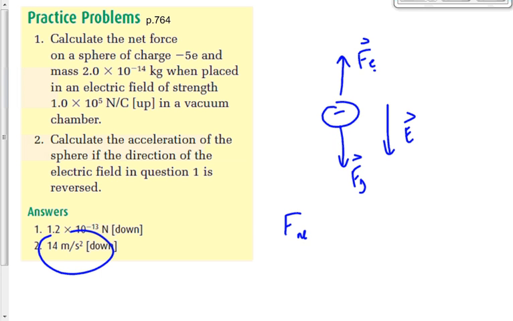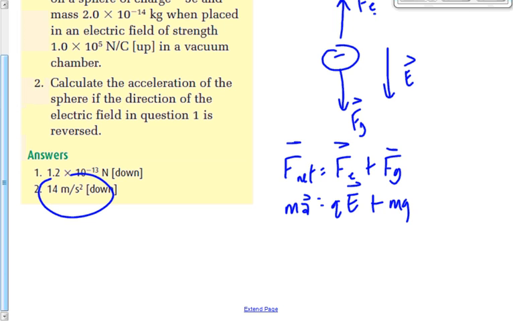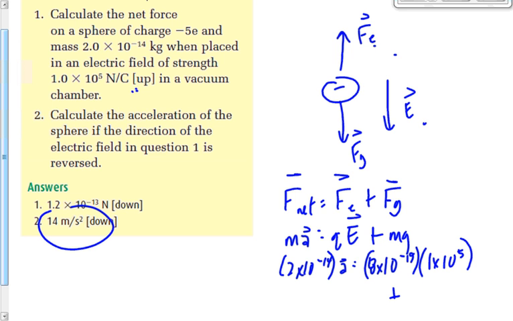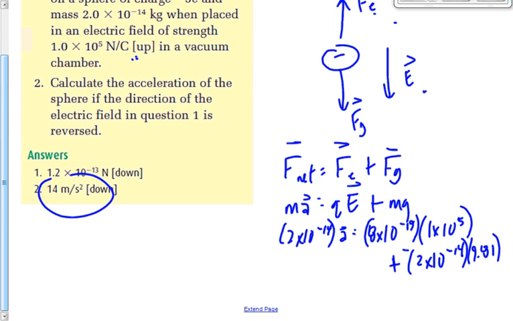So let's say F net is equal to FE plus FG. Let's say M times A is equal to QE plus M times G. What is M here? 2 times 10 to the negative 14 times A equals the electric force, which is upwards. We're not making that positive because the field was up here. We're making it positive because the field is down, and therefore the force is up. Gravity is still negative. I think when we do that, we get something like 5.81. And I believe it's negative, isn't it? Negative 5.81 meters per second squared.